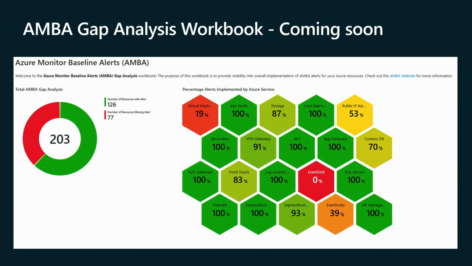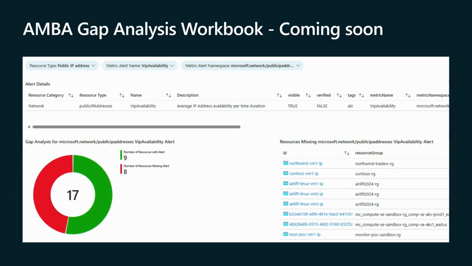Like you see maybe a VM is being used in a more critical application. You want to prioritize implementing alerts for the VM, right? Here's another preview of how the insight will probably look. In this case, public IP address. It shows how many of the public IP addresses have good coverage of alerts and how many are missing the critical alerts. So that's what's coming.